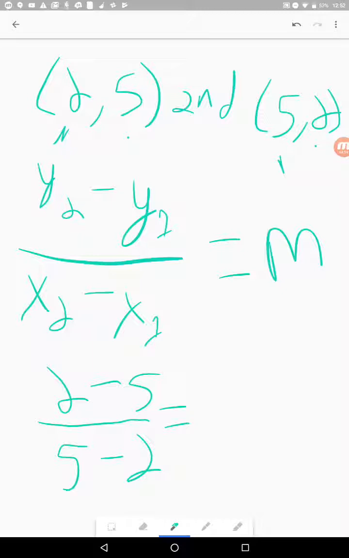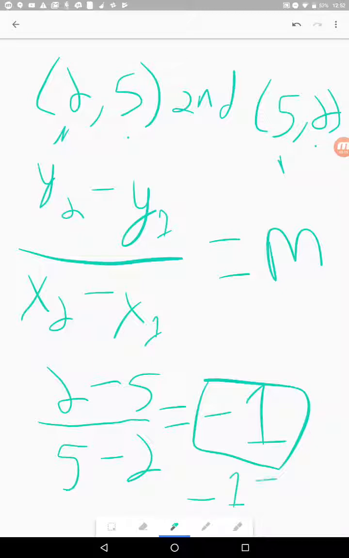And now that you have your numbers, you can find your slope. Your answer should be negative 1. The reason being is that 2 minus 5 is negative 3, and 5 minus 2 is 3. So negative 3 divided by 3 gives you a negative 1, which is why you should have negative 1 as your slope. So m equals negative 1.